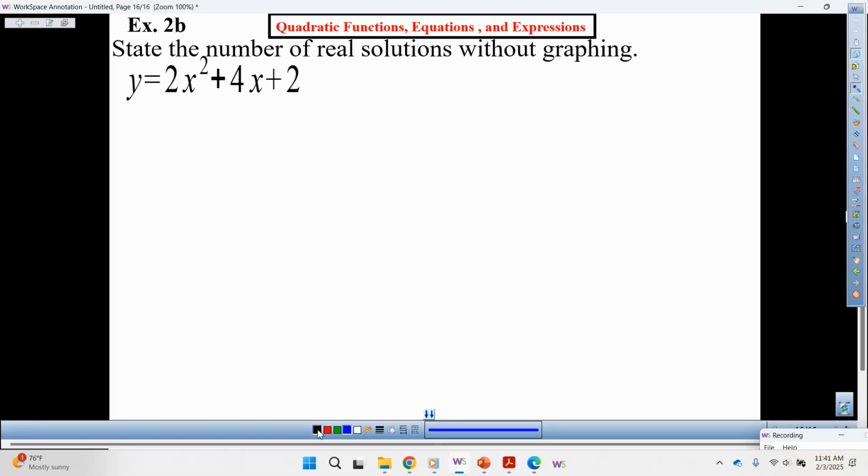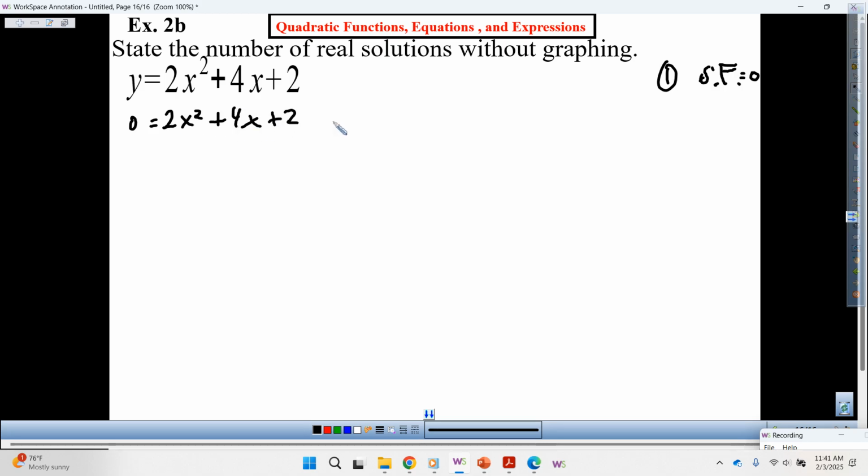All right, so on the right side, I'm going to write the steps. Step number 1, SF. Tell me what that means. What does that mean, Julissa? Standard form equal to 0. That is correct. So 0 equals 2x squared plus 4x plus 2.